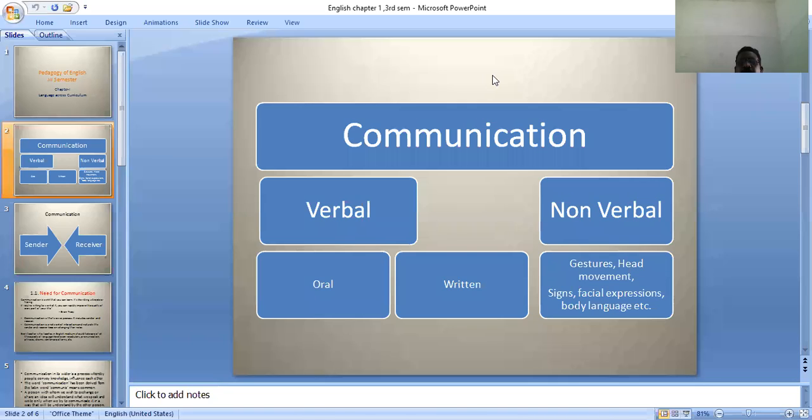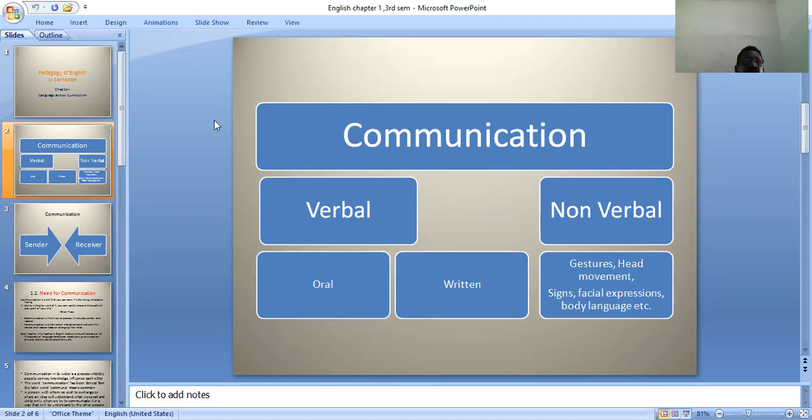Okay, fine. Now, come to know about non-verbal. In the non-verbal, we can find gestures, head movements, nodding our head, knitting eyebrows, and etc. And signs, showing some signs. Sit down means we may show our hand downwards. Stand up means we may show our hand upwards. In this way, different signs are there, and facial expressions and body language are an essential part of non-verbal communication. Gestures, head movement, signs, facial expressions, body language, and etc.